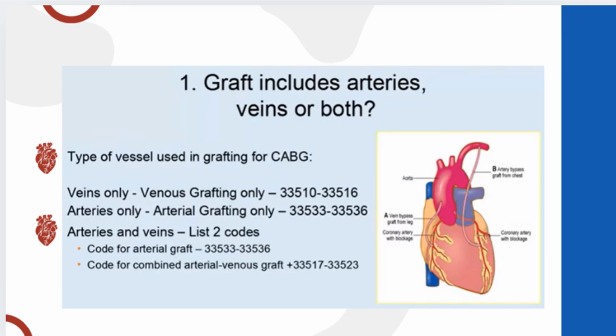So what are the types of vessels used in grafting for CABG? We can use veins, we can use arteries, or we can use arteries and veins. We have the codes for the veins, that is 33510 to 33516. I'm going to show you those codes so that it will be easier for you to understand. Then we have separate codes for the arteries. And whenever we are using both materials, arteries as well as veins, how do we code it? So let us begin one by one.